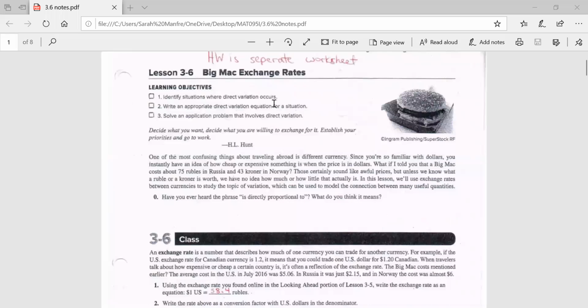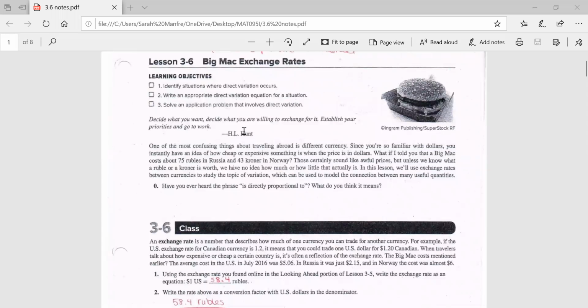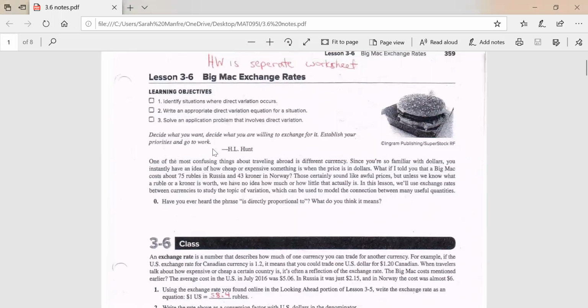Hello, so today we are going to be looking at lesson 3.6, and in this lesson we are going to be looking at direct variation, and we're going to be learning how to write a direct variation equation as well as solve application problems that have direct variation.